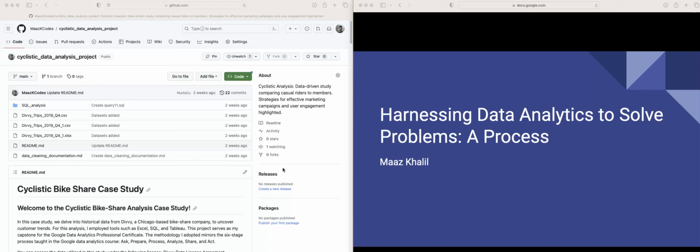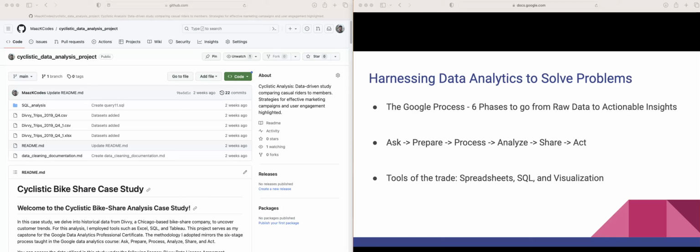And for this project, I will be highlighting the data analytics process itself as something to go deep into, particularly the Google data analytics process that they provide in their Coursera course. On your left, you will see the data analysis project I have, which will show it in real time. And on the right, you will see my presentation. So without further ado, let's get started.